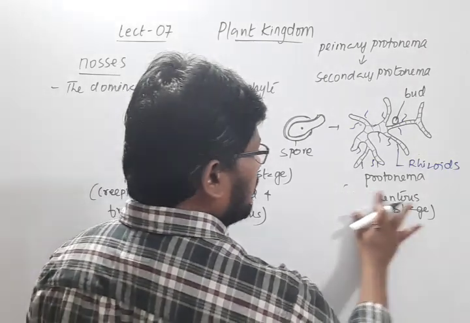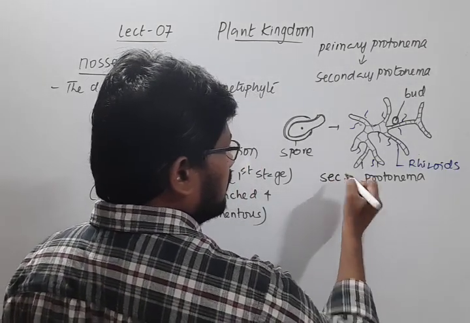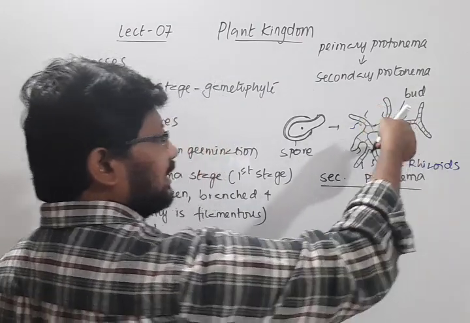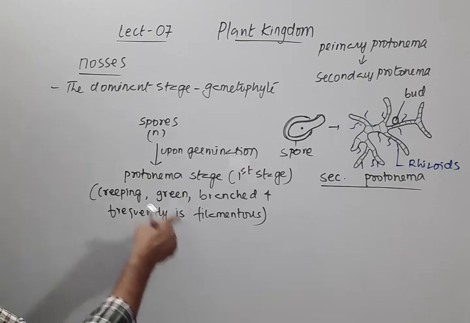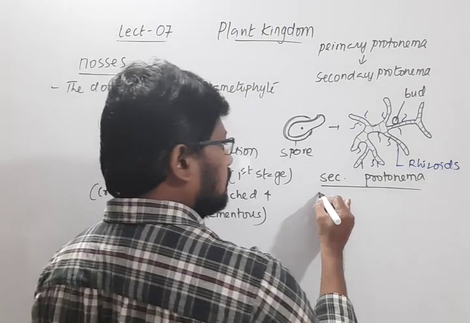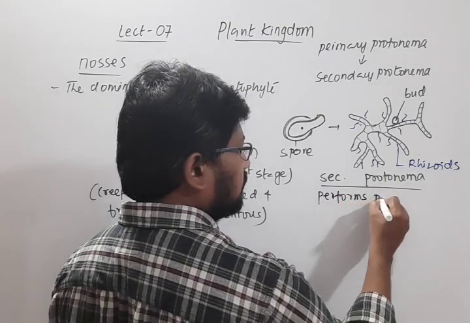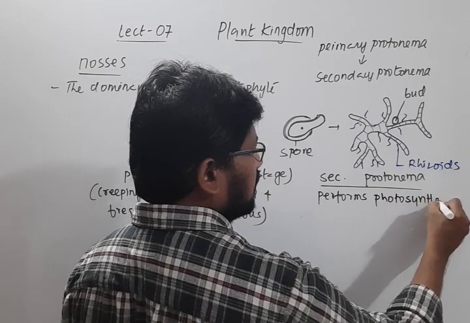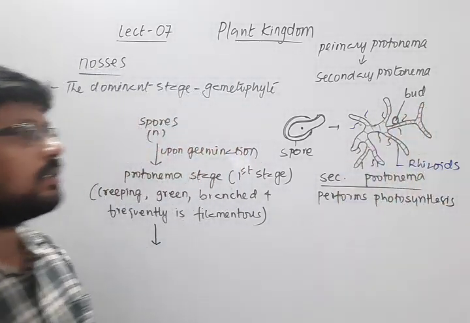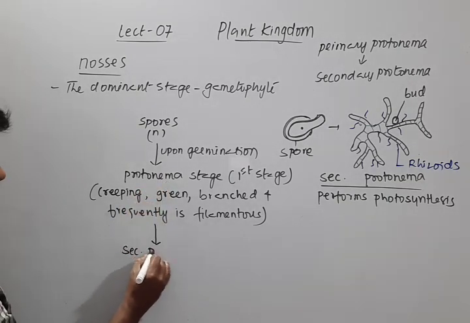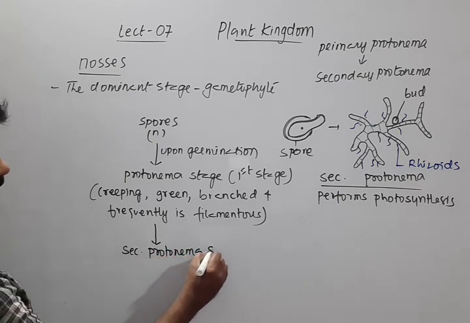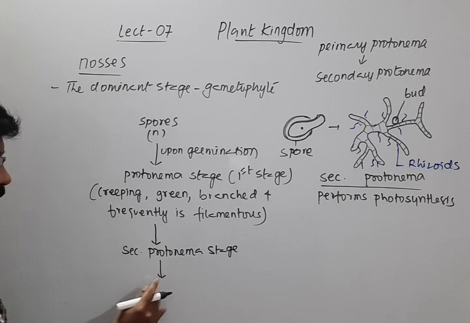Okay, so here is the secondary protonema, right? And it is creeping, green, branched, and is frequently filamentous. So this one performs photosynthesis. On this you will see a small development of bud. So here this one leads to the secondary protonema stage, and from the secondary protonema is the development of the next stage, what is called the leafy stage.